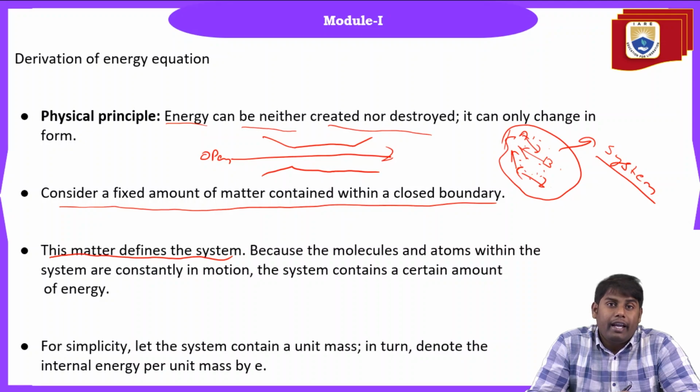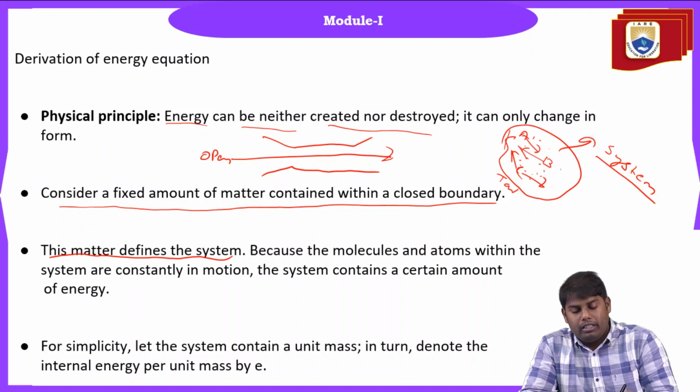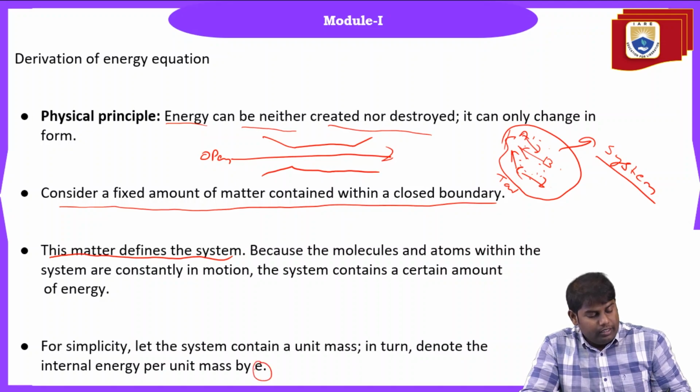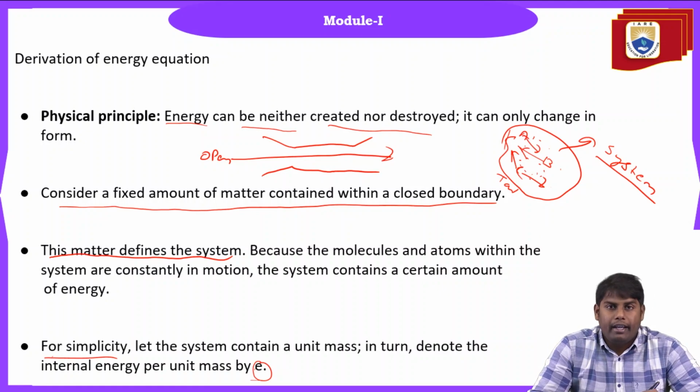Let's say A has a temperature T, B has a temperature T1, and C has a temperature T2. When their collision happens, the average temperature will change. This is how there is a change in energy, that is, a change in temperature. Basically, the energy per unit mass is called the internal energy. For simplicity, let us consider a system with unit mass, where the internal energy is denoted by E. The internal energy E is the sum of the kinetic energy, potential energy, chemical energy, and vibrational energy.